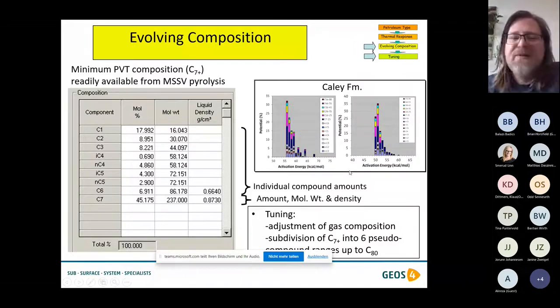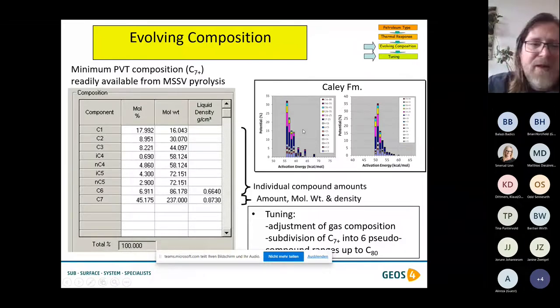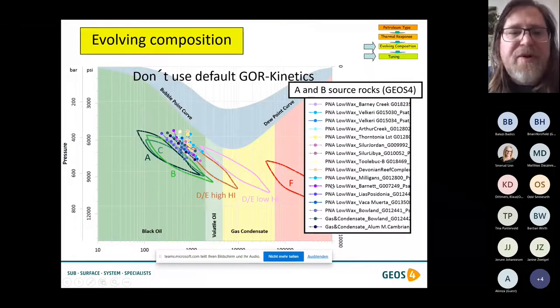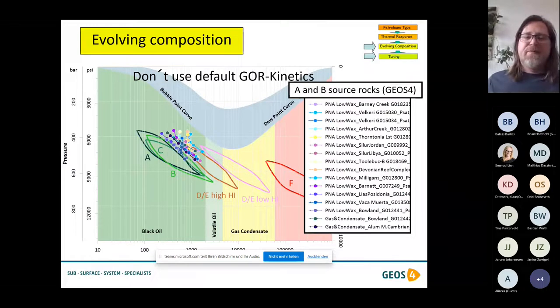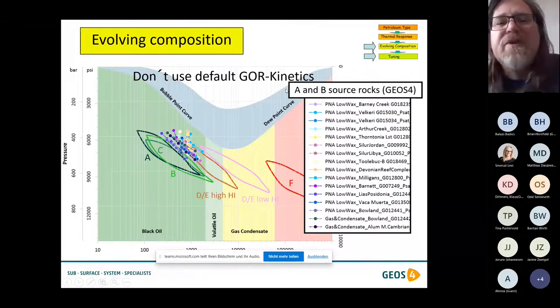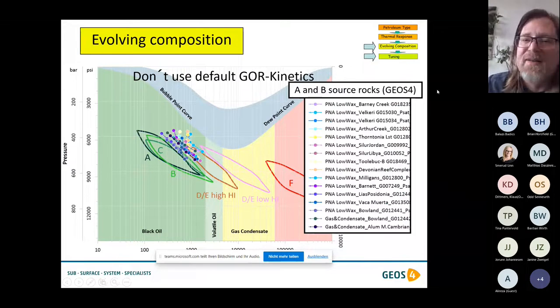So again, then we can build the kinetic models, here shown for the Kelly formation source rocks, which can also be directly imported into, let's say, PetroMod as geofiles. Before showing the prediction results for the Kelly formation, I would like to point out quickly that you don't use default GOR kinetics.